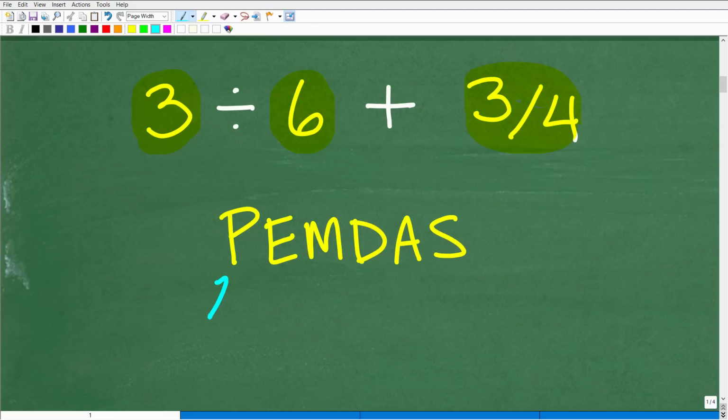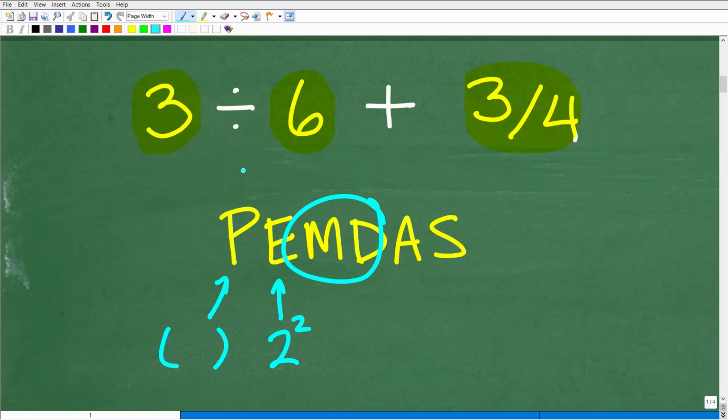Okay, so the P stands for parentheses. If you see parentheses, you're going to do everything inside those parentheses. And clearly in our problem, there are no parentheses, so we'll move on. The E stands for exponents. Basically, you can think of this as power. So if you see anything like 2 squared, which is 2 times 2, you would do that next. Of course, in our problem, there aren't any powers. Now, the next thing is multiplication and division.